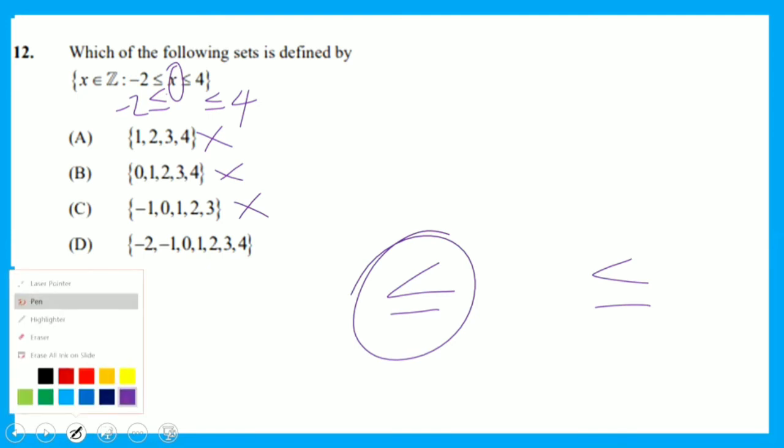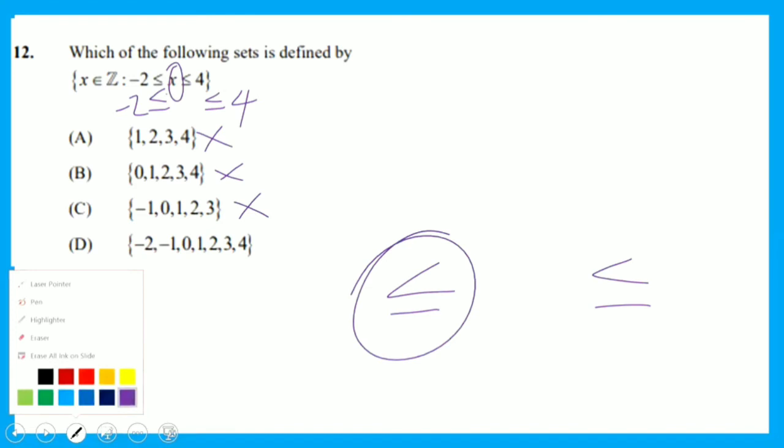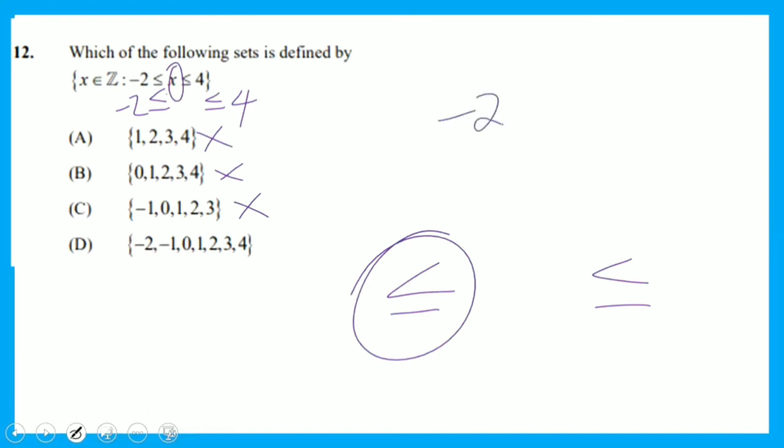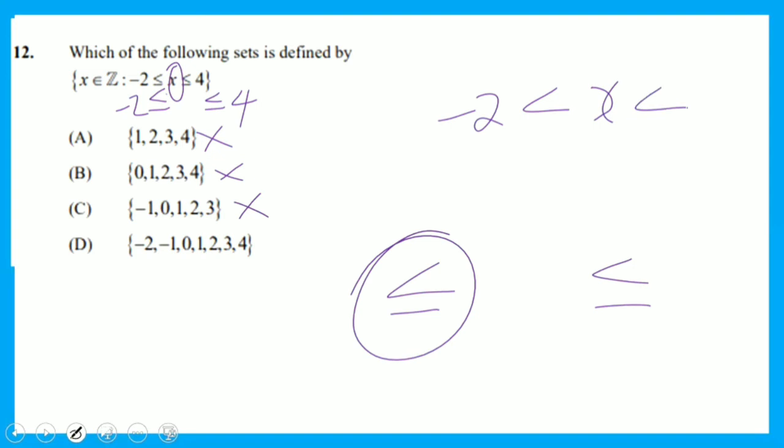C would have been correct if and only if the set looks like this. So it would tell you the values should be greater than -2 and less than 4, but it should not be equal to them. That's the only way that C would qualify as the answer. All right, it looks like we're done for today. So our correct answer is D.